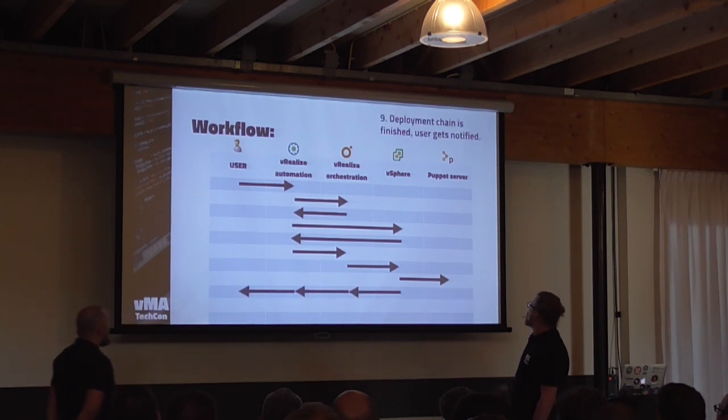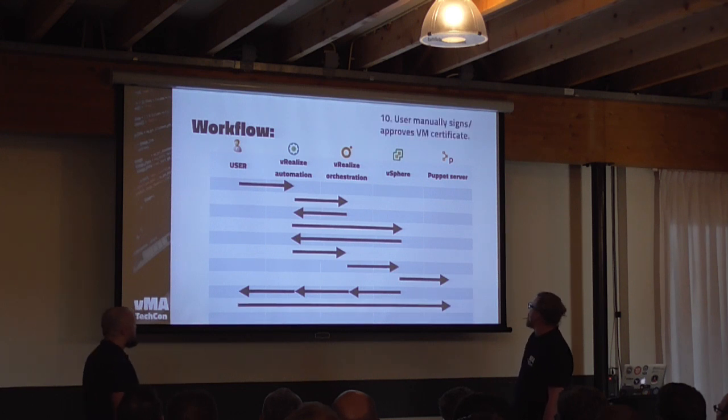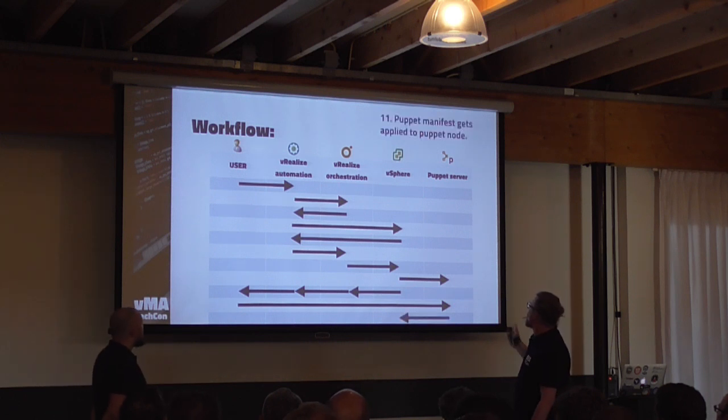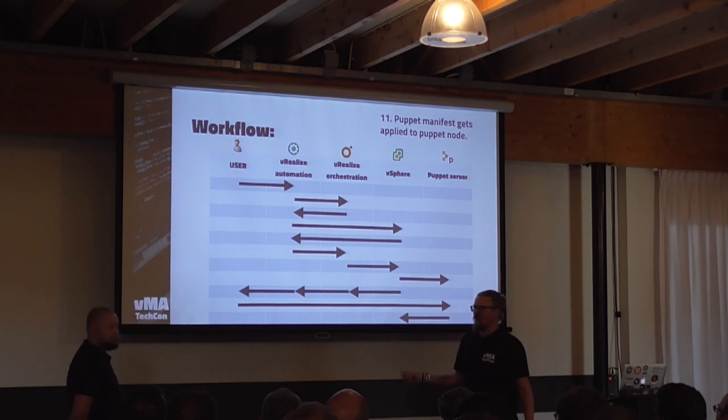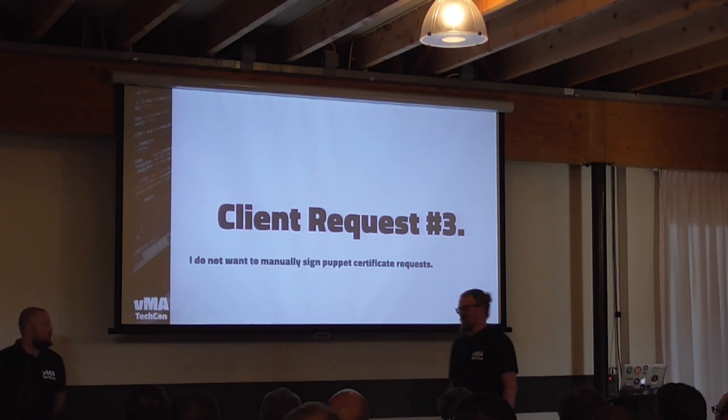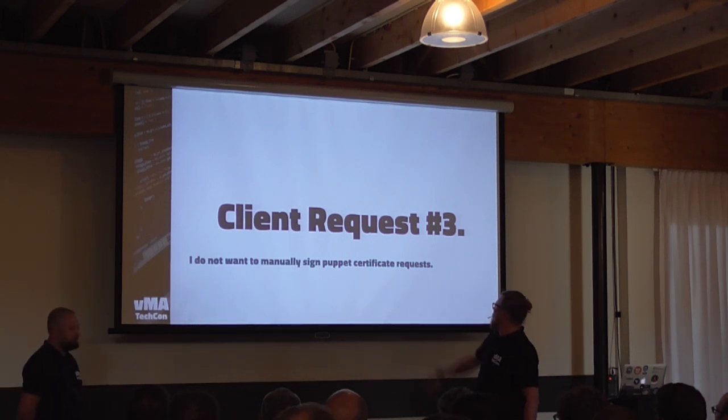Everything is notified back to the user, and then the user or admin has to log into the Puppet server and approve this certificate. And then the Puppet manifest gets applied to the Puppet node. Now I know what you're all thinking, that automatically signing off that certificate is bogus. We don't want to do that, right? We want to automate that stuff. So that's the third request.